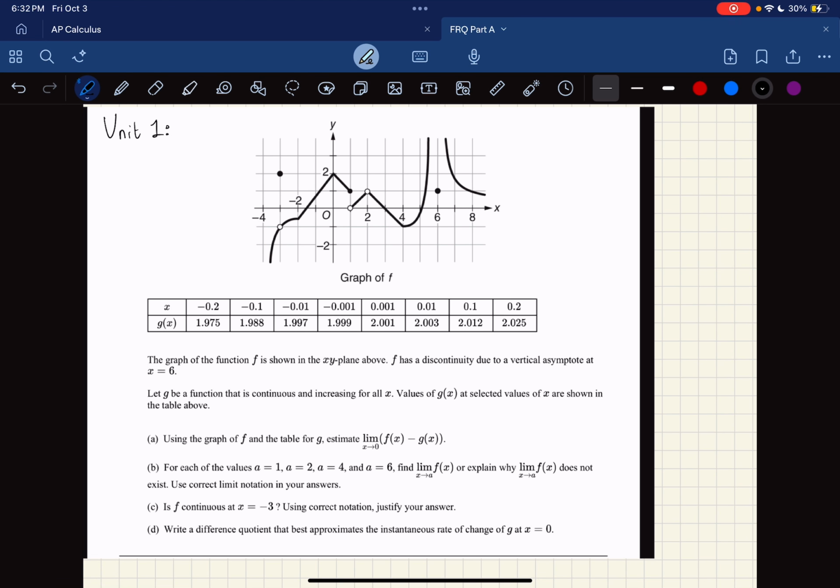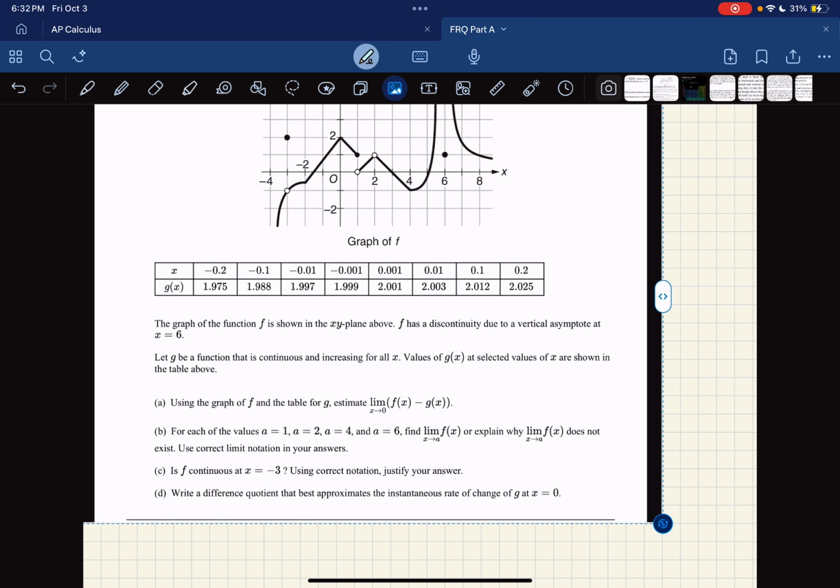In this video, we're going to be exploring two different FRQ questions from Unit 1. So let's start. The first question over here, they showed me a graph of f and the table for g. They told me that f has a discontinuity due to a vertical asymptote at x equals 6, and that g is a continuous function for all x. Values of g at selected values of x are shown in the table above.